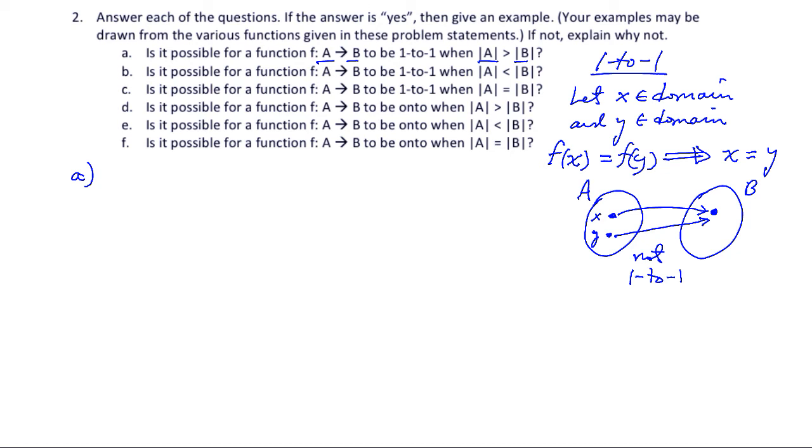And so what we're looking for is whether or not it's possible, if the size of the set A is larger than the set B, for it to be one-to-one. And the answer is no. And it's due to the pigeonhole principle.